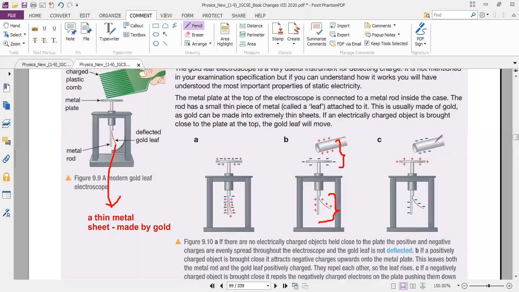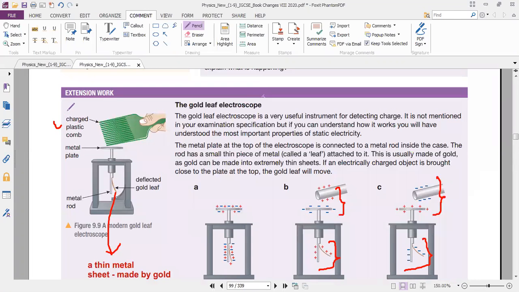And if you bring closer a negatively charged rod, a similar thing happens. Understand? It's a very good demonstration. So drawing this diagram is also very important. Labeling this, please look at this: charged plastic comb, metal plate, deflected gold leaf, metal rod. You must know the different parts of the electroscope.